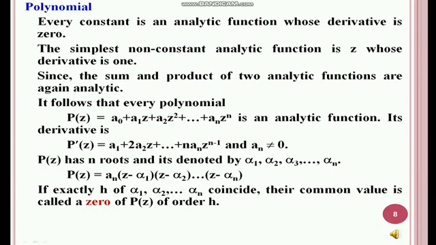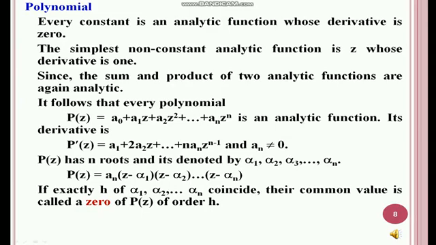We see the polynomial. Every constant is an analytic function whose derivative is 0. The simplest non-constant analytic function is z, whose derivative is 1. Since the sum and product of two analytic functions are again analytic, it follows that every polynomial p of z equal to a0 plus a1 z plus a2 z square up to etc. plus an z power n, an nth degree polynomial, is an analytic function.